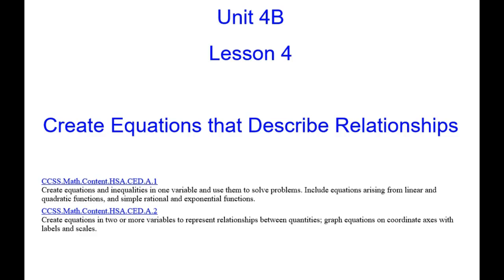Unit 4B, Lesson 4, Create Equations that Describe Relationships. In this lesson, we're going to continue to look at the quadratic equation, but now we've looked at it in many different forms. We've had our standard form, y equals ax squared plus bx plus c. We've gotten it down into factored form, written as two linear binomials multiplied by each other. And now we've also talked about vertex form.